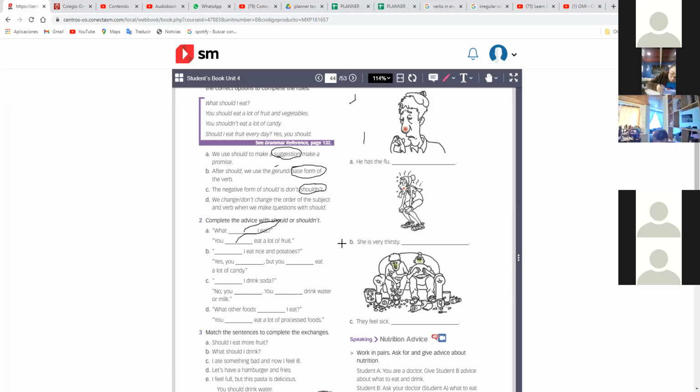Should. So B is, should I eat rice and potatoes? Yes. Well, it's possible both. Yeah, it's possible. En este caso, lo que pasa es que están diciendo que son muchas harinas, por eso, de pronto podría ser shouldn't. ¿Sí me explico? De acuerdo a una nutrición, ¿ok? Got it?